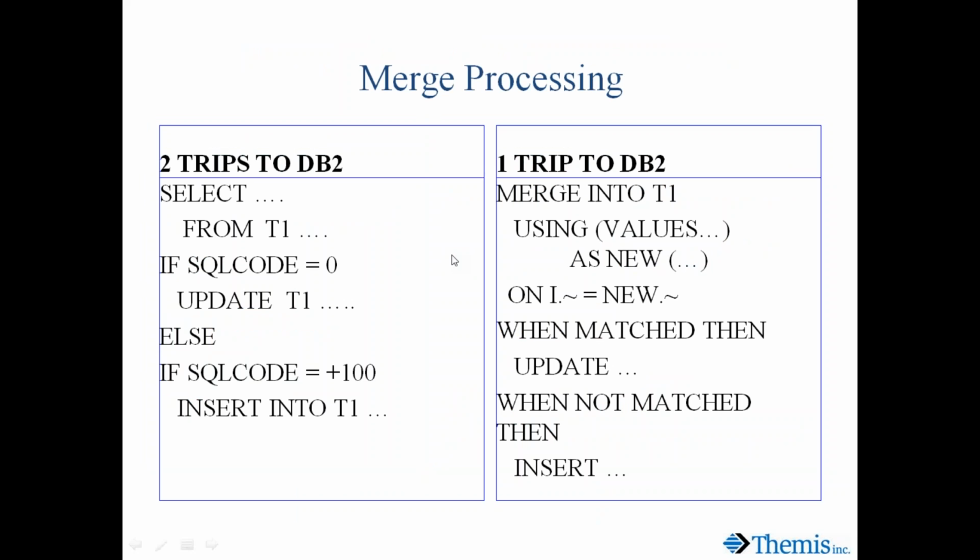Okay. Merge, you can do the same thing with a merge. Here, the standard way of doing it, we select, make a decision. If the SQL code's 0 there, then we're going to do the update statement. Else, if it's plus 100, it's not found, then we're going to do the insert. Why go and do two trips to DB2 and process all of that if you can do a single merge? That's what an upsert is. That's what they call it, upsert. Update insert. A merge. Okay? When it's matched, it's the update. When it's not matched, it's the insert.